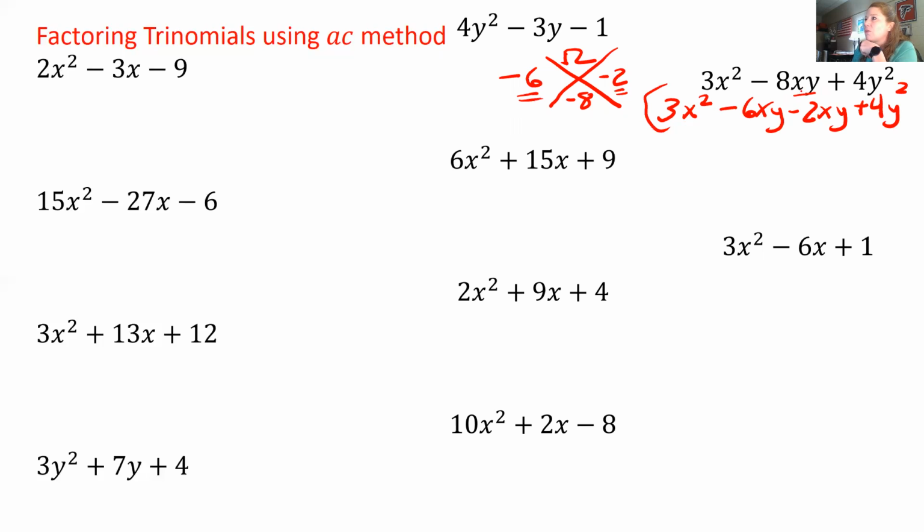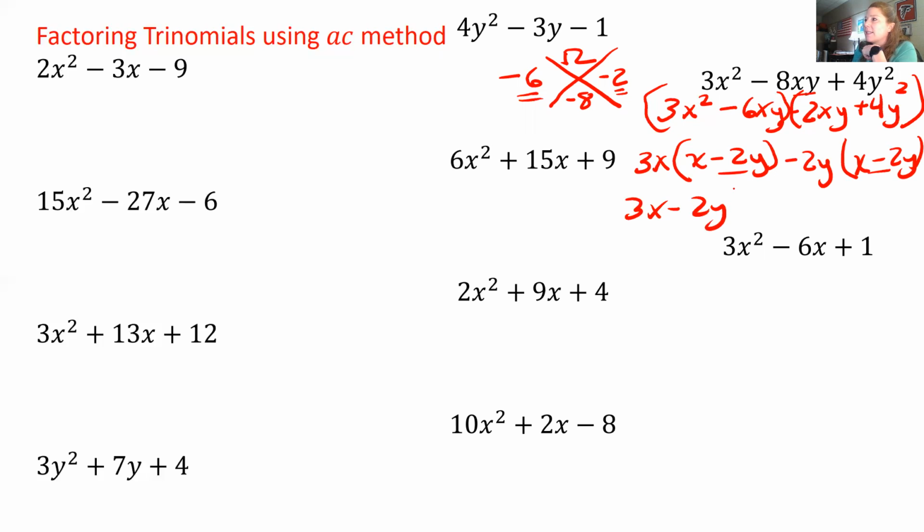All right, so let's do our 2 groups. So what does this have in common? We can bring out a 3 and an x, right? So this would leave us x. This would leave us -2y. All right, and now over here, we can bring out a -2y, and that would leave us a +x and a -2y, right? Now they match perfectly. So we have 3x minus 2y times x minus 2y.